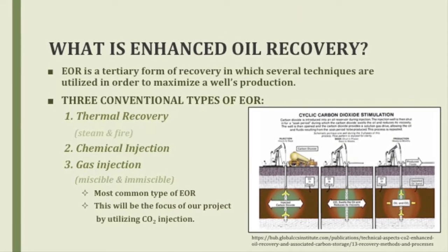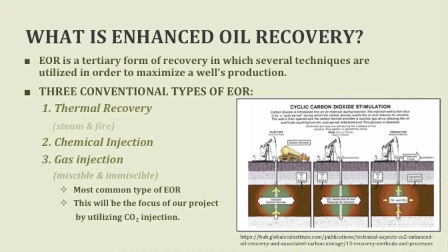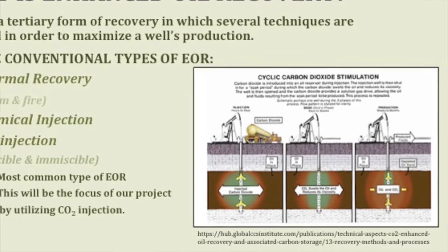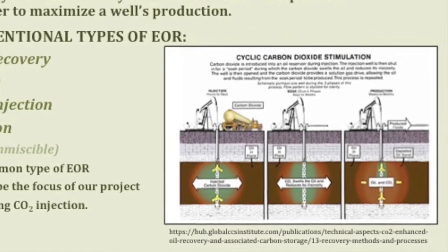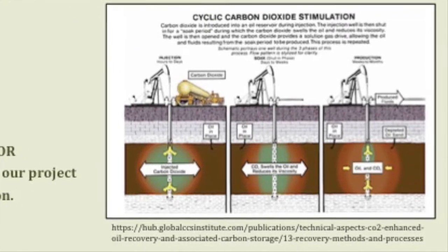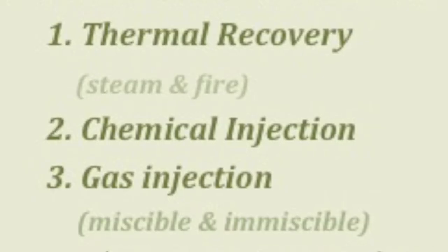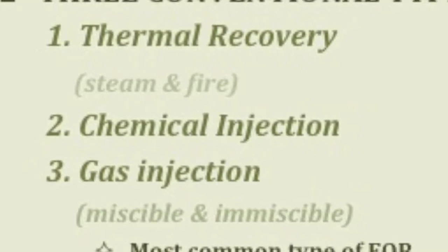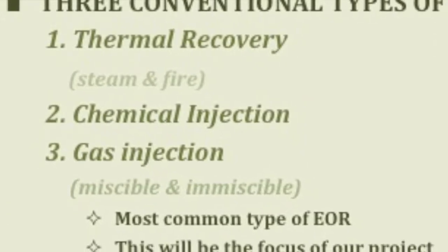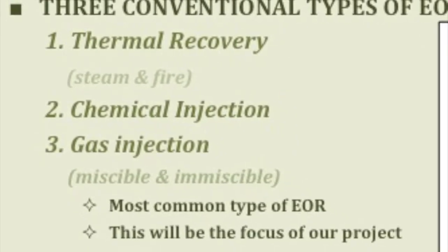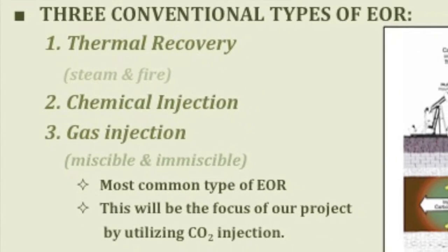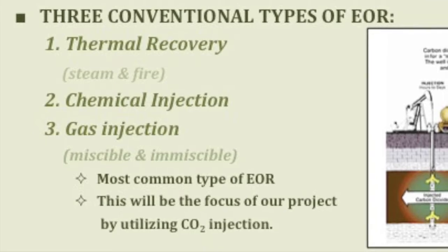So, what is enhanced oil recovery? EOR is a form of recovery in which several techniques are utilized in order to maximize a well's production after its primary depletion. This is the point at which reservoir fluids are no longer being produced at an economic rate. So, there are three conventional types of EOR in use today. First, thermal recovery through the use of steam or fire. Second, chemical injection. And third, gas injection, either miscible or immiscible. This is the most common type of EOR and will be the focal point of our project using CO2 injection.